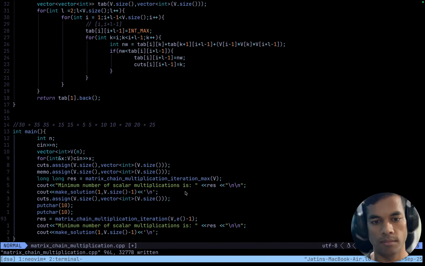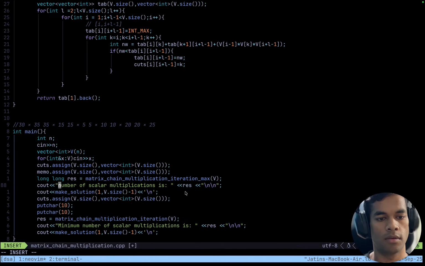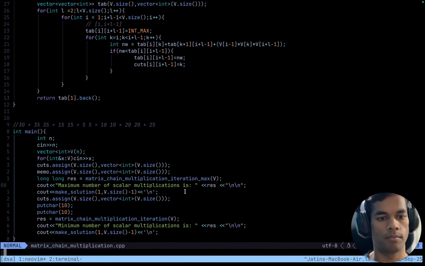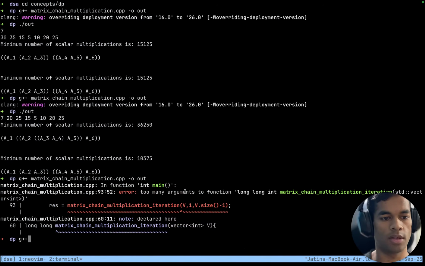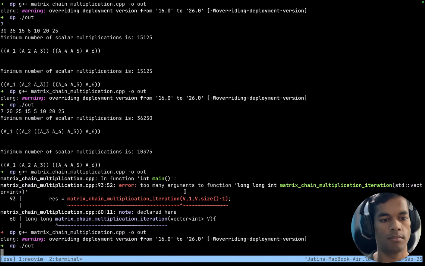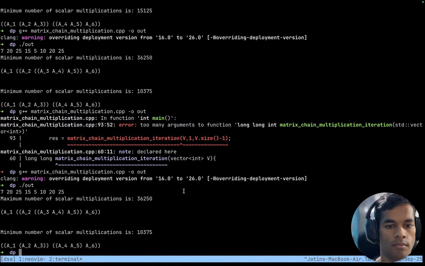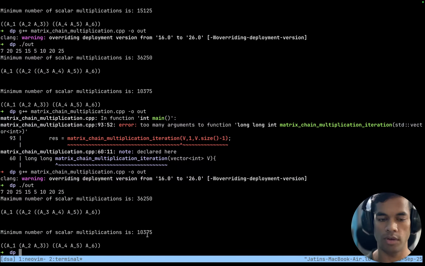It only takes in V, and here let's say maximum. G++ does compile, and it is waiting for the input 7, 20, 25, 15, 5, 10, 20, 25. And okay, the minimum part is messing up, maybe because I'm not giving the right input, because this is the same as I got before.